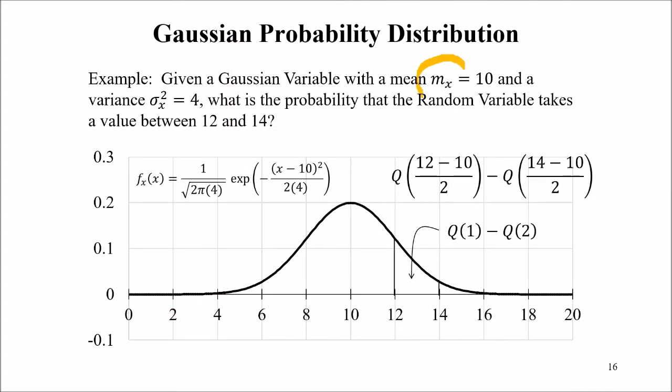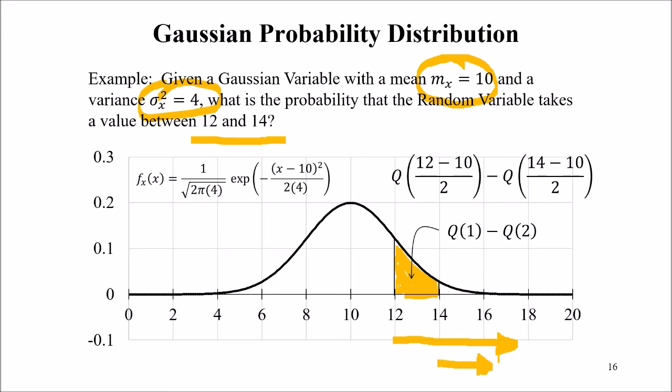Here is a third numerical example. Let's start with the same Gaussian distribution, mean of 10, a variance of 4. And now I want to know the probability that the random variable takes a value between 12 and 14. So that's the area underneath the curve between the value of 12 and the value of 14. Well, the table doesn't give us a number for this particular region. What it gives us is the number for the area for x greater than 12, and we can also look up the value for x greater than 14.